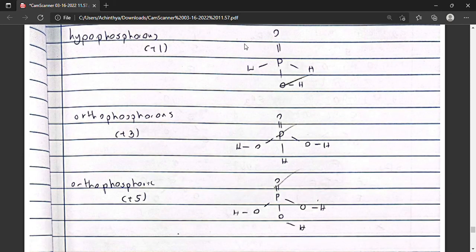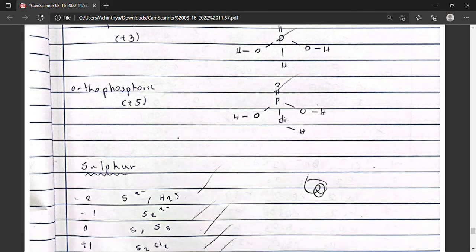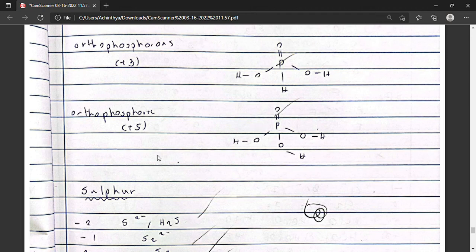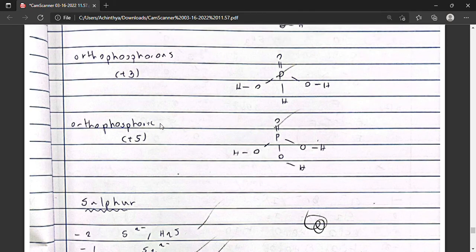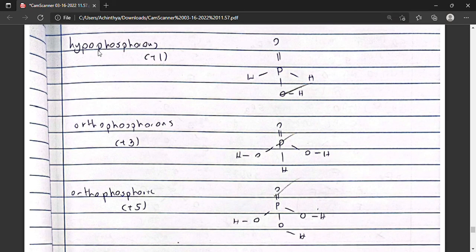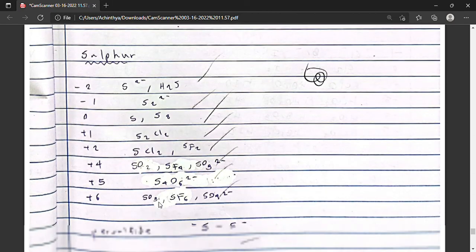which looks like this. It has orthophosphorus acid with +3 oxidation state, which looks like this, and there's orthophosphoric acid which looks like this with +5 oxidation state. In IUPAC it will basically be phosphoric 1 acid, phosphoric 3 acid, phosphoric 5 acid.